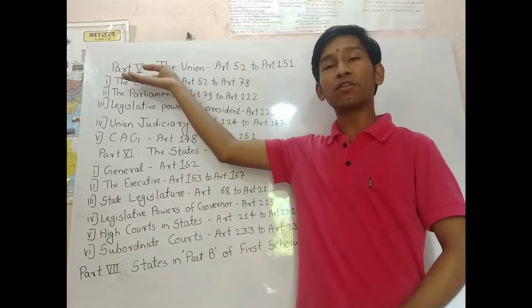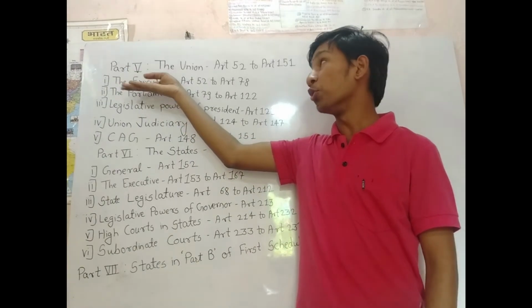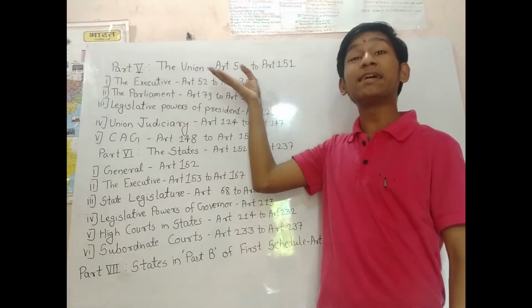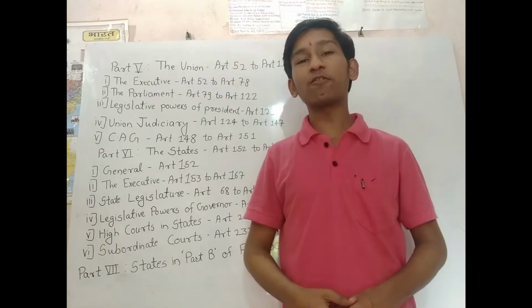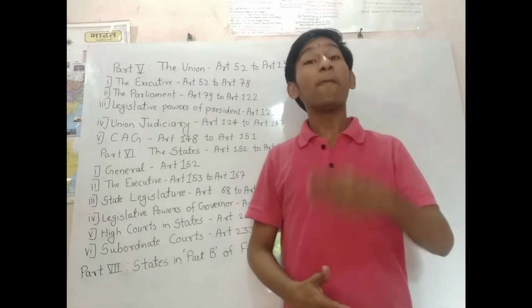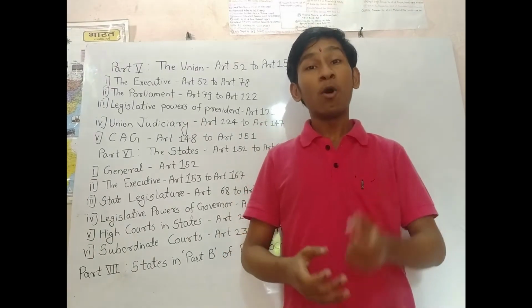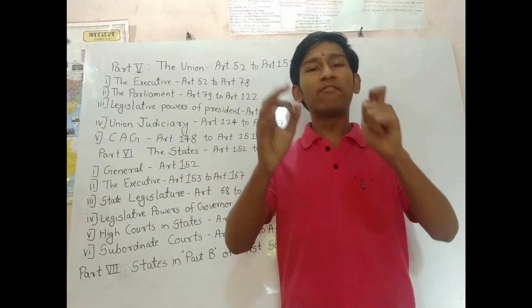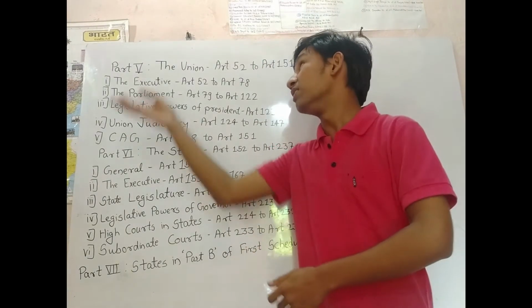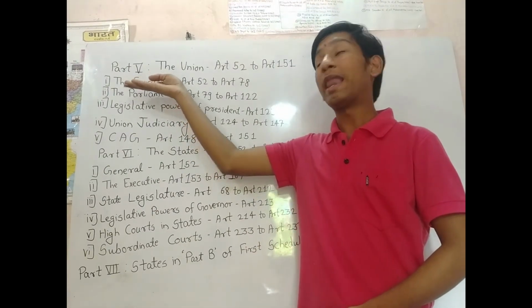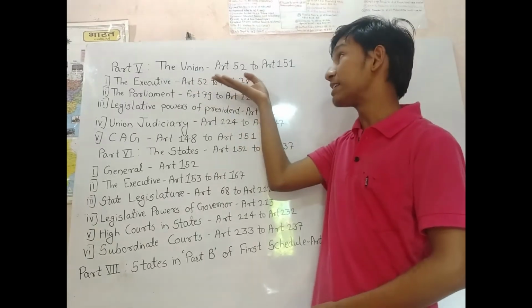in this Part 5. The first chapter, the Executive, from Article 52 to Article 78: the President of India, Vice President of India, Prime Minister, ministers assisting him, the powers given to them, and what duties they have to perform. Every single piece of information is given in this first chapter, the Executive, lying from Article 52 to Article 78.